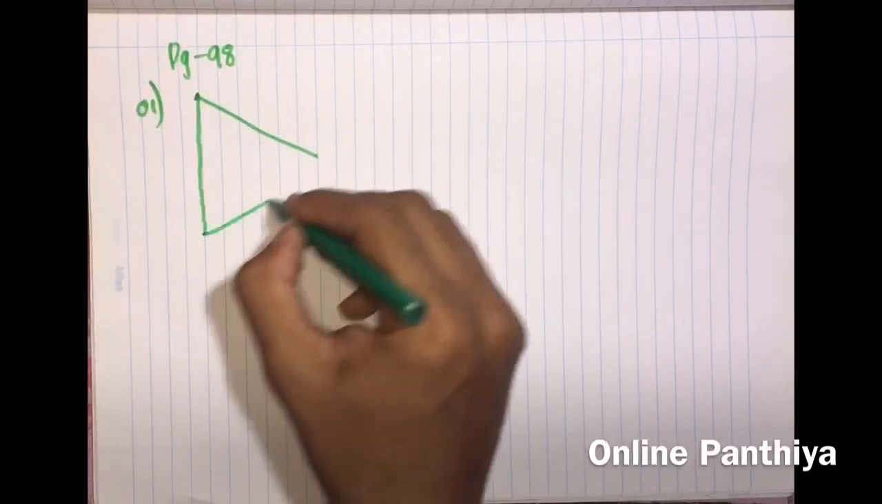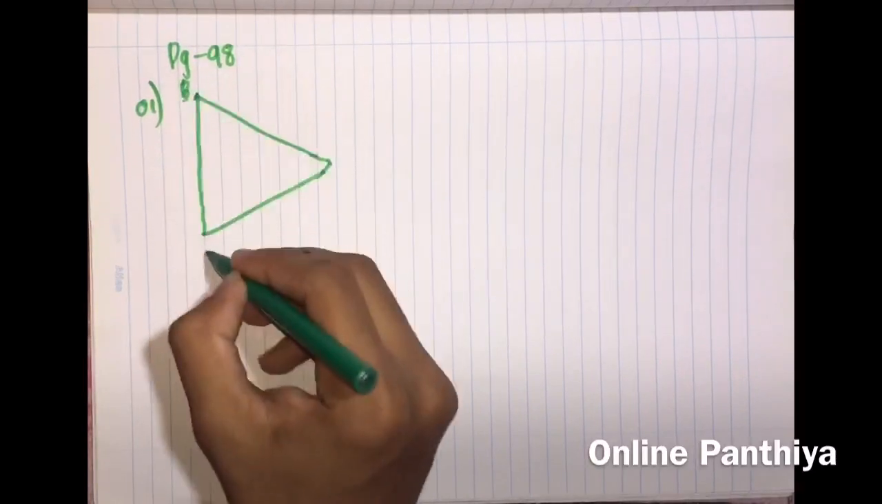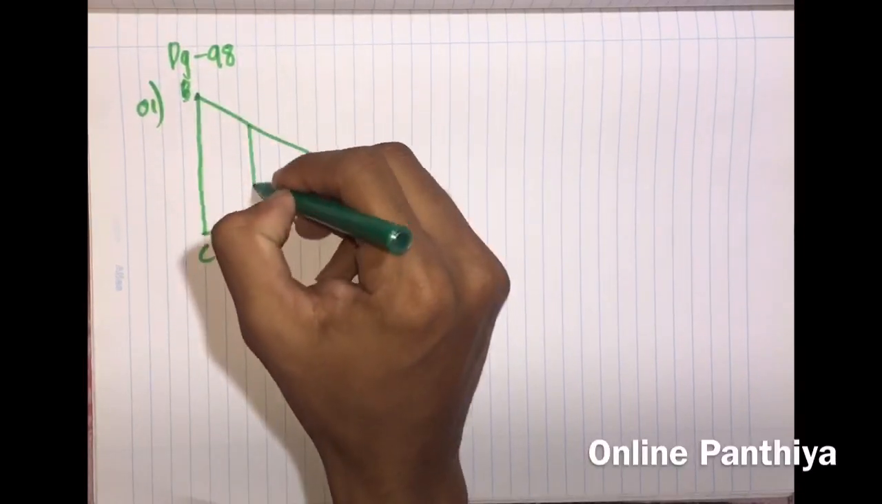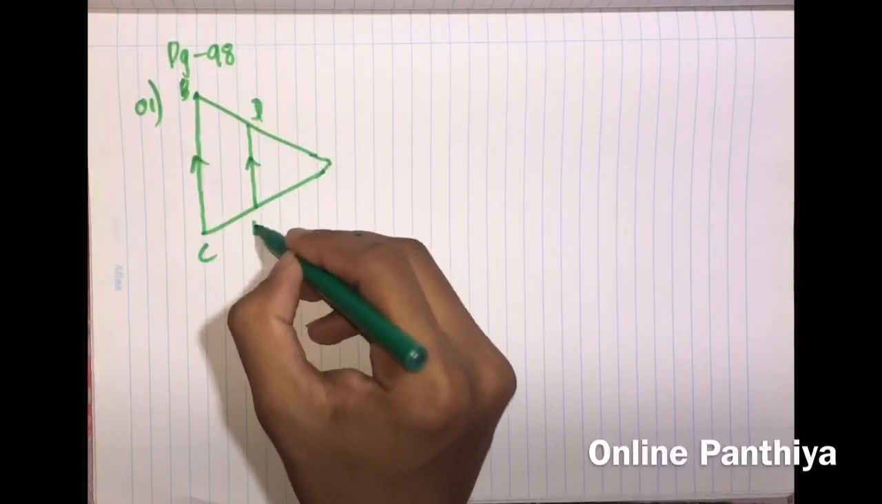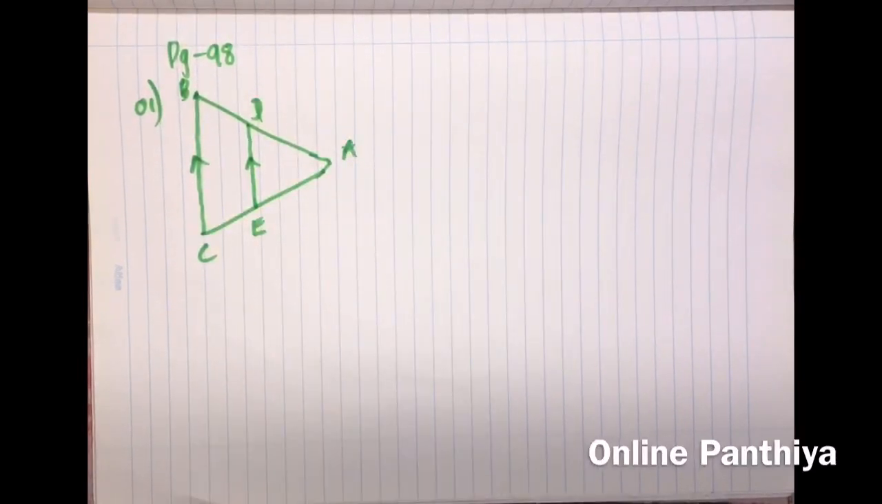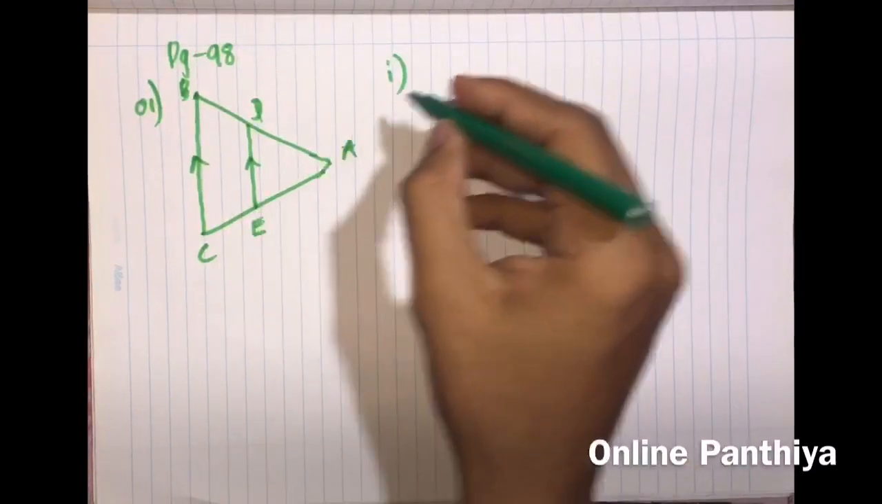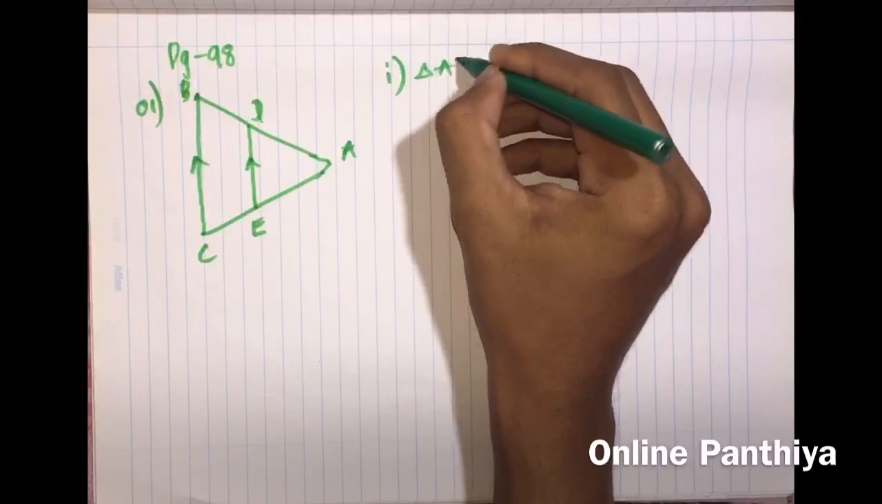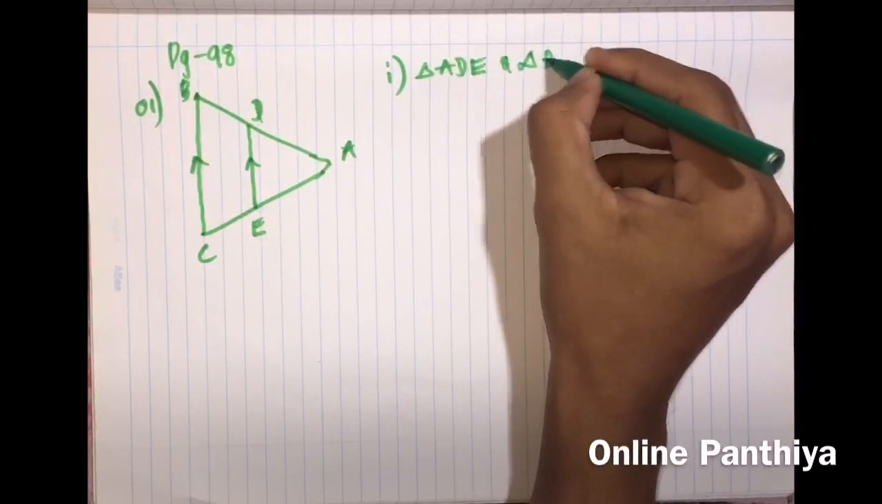This is the diagram given. They say BC is parallel to DE. First you have to show that the triangle ADE and triangle ABC are equiangular triangles.